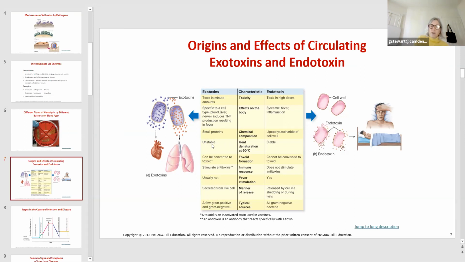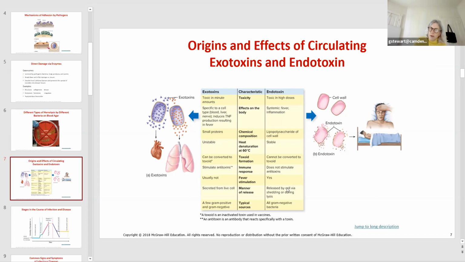The advantages, though, is that they are what we call unstable or heat labile, meaning that if you heat them up to over 60 degrees, they denature, and then we call them a toxoid. You can actually use the toxoids as a vaccine, in the manner of the DPT vaccine for diphtheria, tetanus, and pertussis.